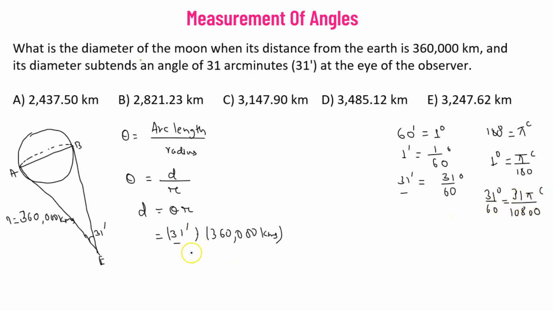So we'll substitute all these values here. So we have 31 pi divided by 10,800 multiplied by 360,000 kilometers. So let's solve for this, and this is going to give us a value of 3247.619 kilometers, and we can see that this is approximately the fifth option. Therefore, the diameter of the moon is going to be approximately 3,247 kilometers.